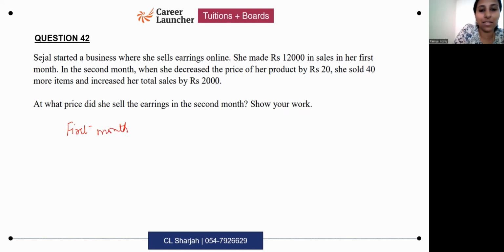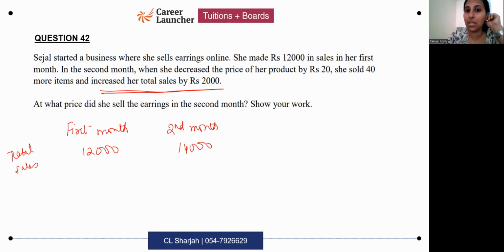So first month, second month, total sales. Total sales here is 12,000. Total sales over here is 14,000 because increased total sales by 2,000. Okay. Now, next thing. What does sales depend on? Sales depends on price of product for each earring and number of earrings, right?